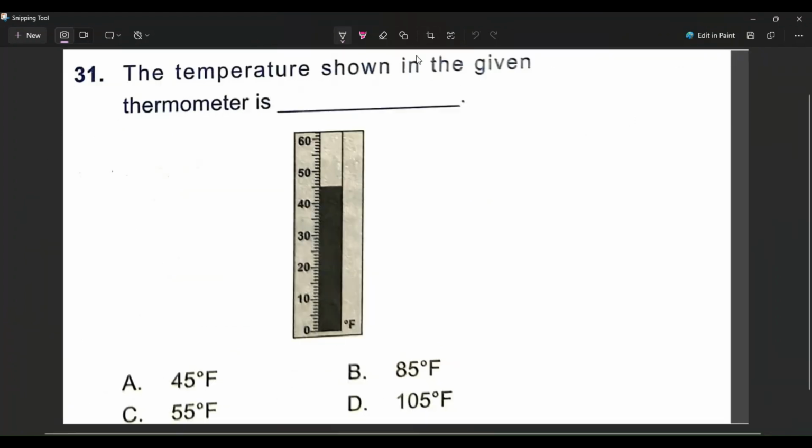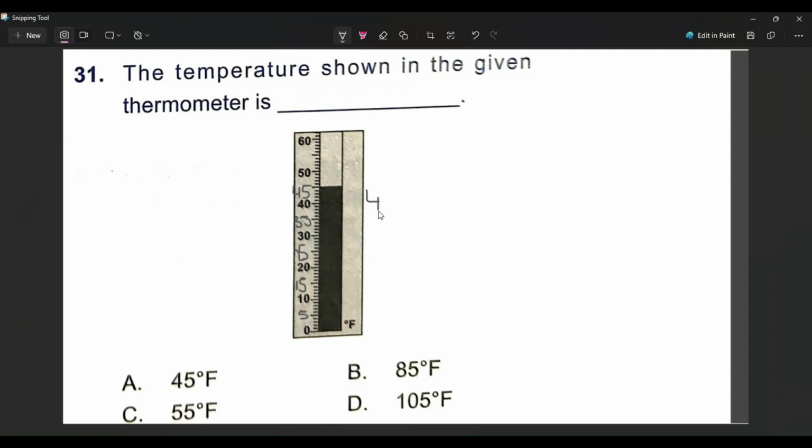31st question. The temperature shown in the given thermometer is dash. This is the thermometer given for us. So let's find out what is the temperature showing on this thermometer, children. The broad line is nothing but 5, children, here. 5, 10, 15, 20, 25, 30, 35, 40, 45.